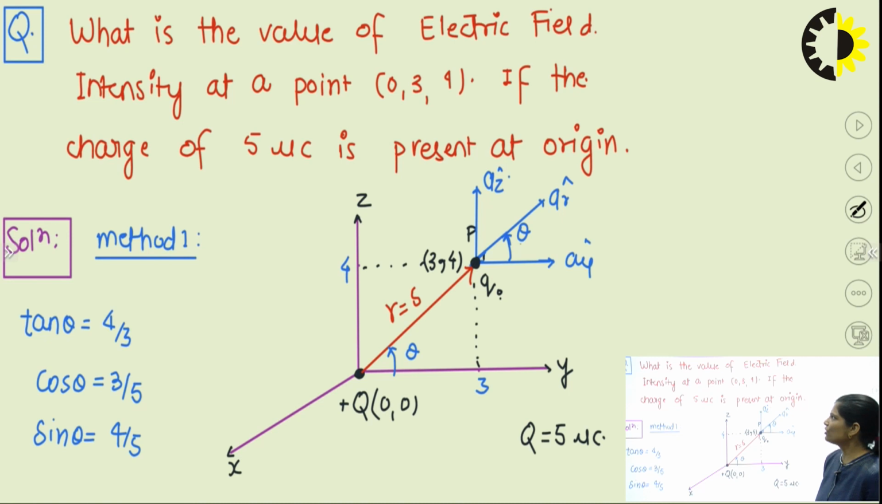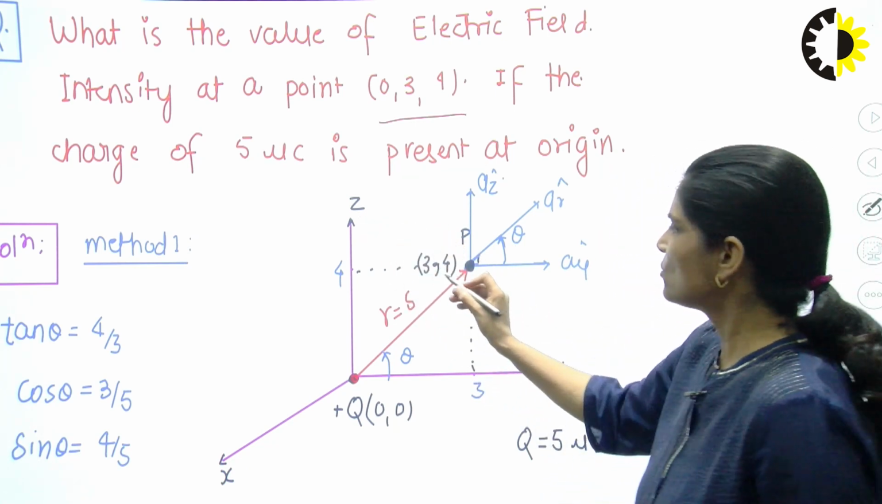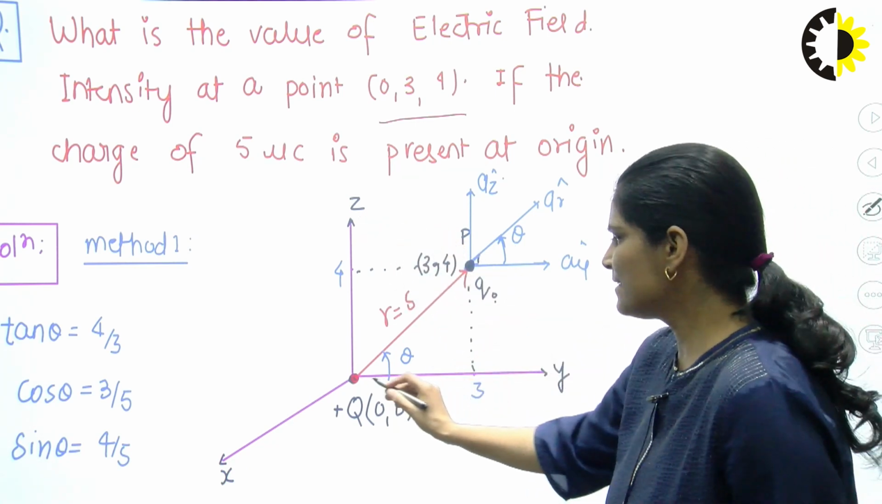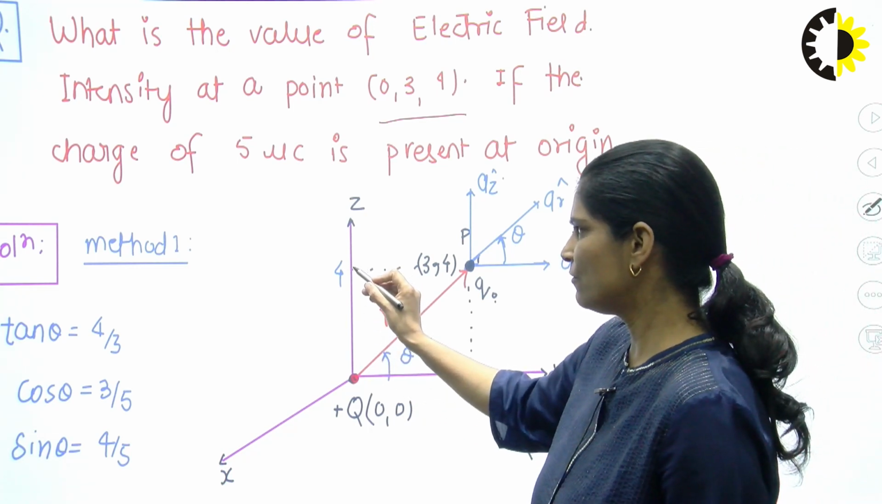Now this is the question: what is the value of electric field intensity at a point 0, 3, 4, if the charge of 5 microcoulomb is present at origin. Now here you can consider this is the figure, this is your origin point, this is x-axis, this is y-axis, this is z-axis. Now here you can consider this point 0, 3, 4. Okay, now write down here 3, 4. Why are you writing here 3, 4? Because this is y-axis, this is z-axis. So write down here 3, 4, and this is your 3 magnitude on the y-axis and 4 magnitude on the z-axis.